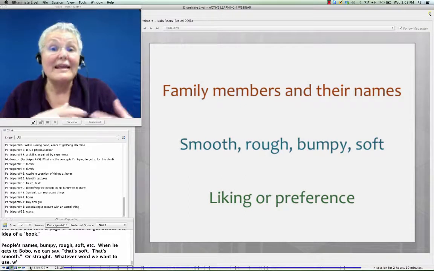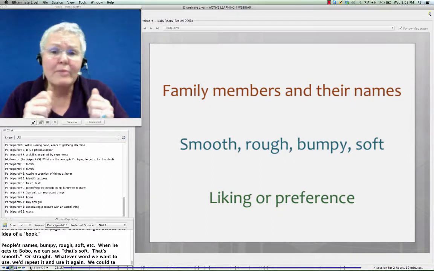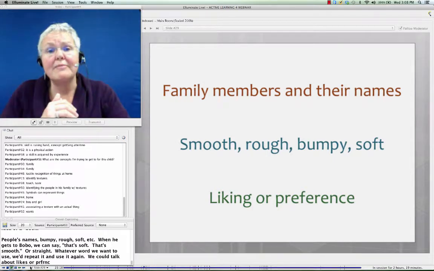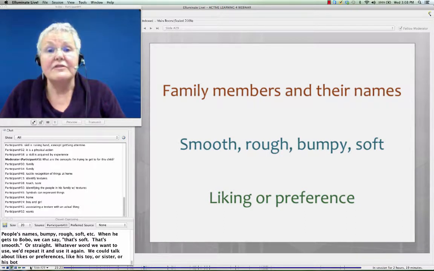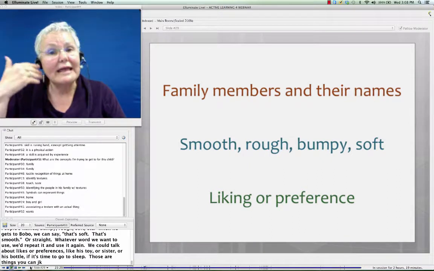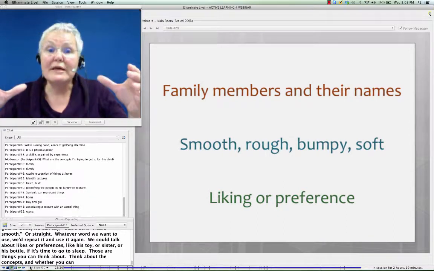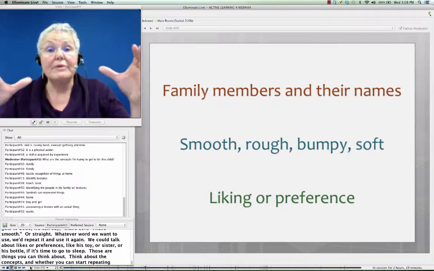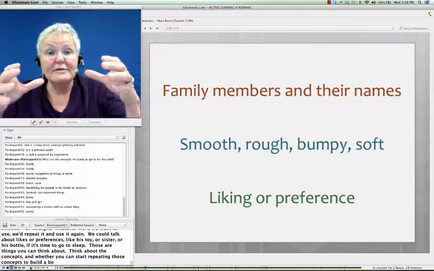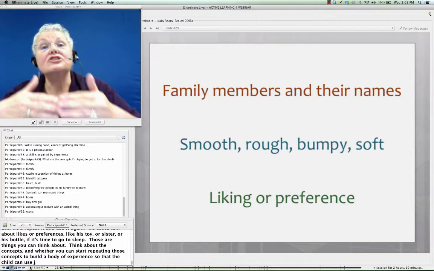What he likes or his preferences. Oh, I know you just love your sister Natalie, or you just love Bobo, or you just love your bottle, and maybe it's 8 o'clock at night and he is wanting his bottle to go to sleep by. So those are things that you can be thinking about. What are the concepts? And do I want to keep repeating those concepts so that that child starts to build a body of experience, as I think it was Janine talking earlier, building that body of experience so that I can use those concepts and that experience to turn it into skills.